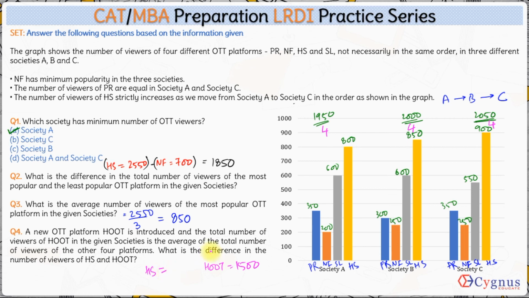So for HS, the total number of viewers we had already calculated is 2550. Okay, so the difference between these two is what we need to calculate. So the difference 2550 minus 1500 will be 1050. So the answer to this question is 1050 here.